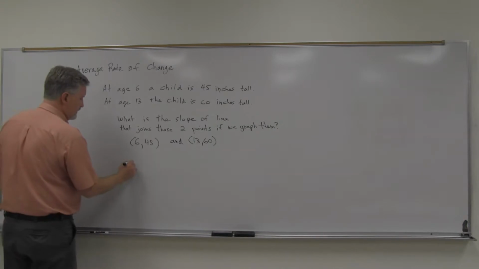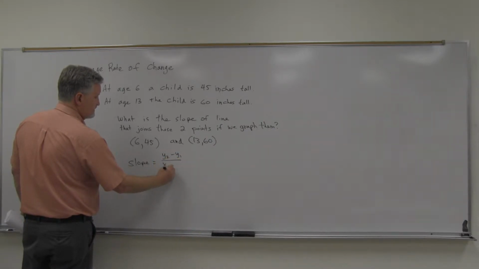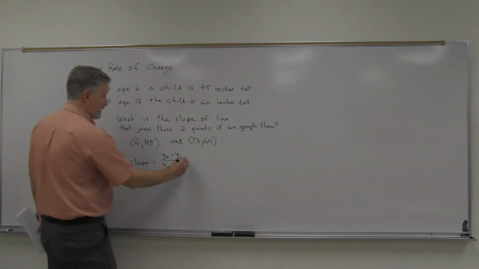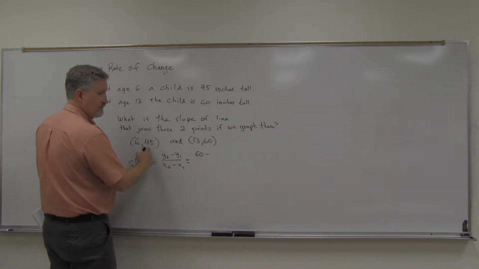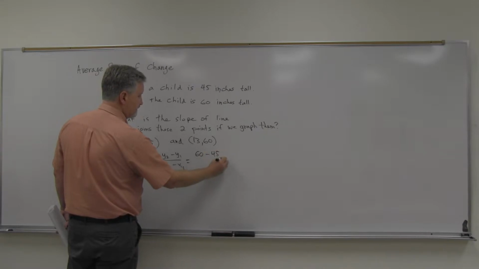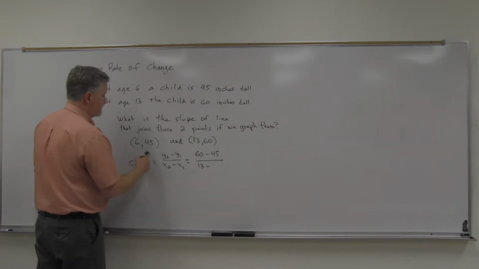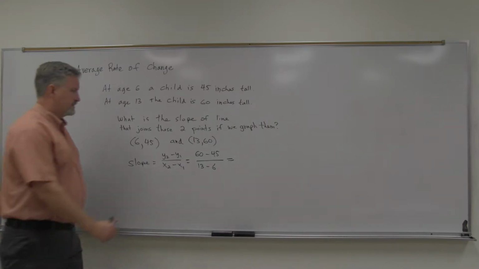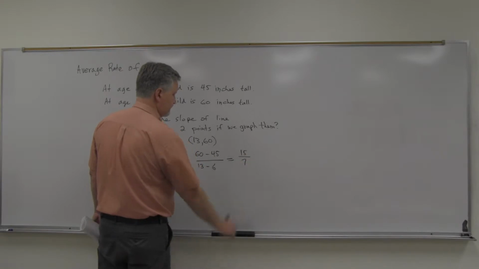Okay, so that's the slope formula. Just take the difference of the y's over the difference of the x's. One way to write it, y2 minus y1 over x2 minus x1. So what have I got here? Second y is 60 minus first y 45, right? And then I have second x 13 minus first x 6. So if we subtract those, combine those, we got 15 on top, right? Over 7.